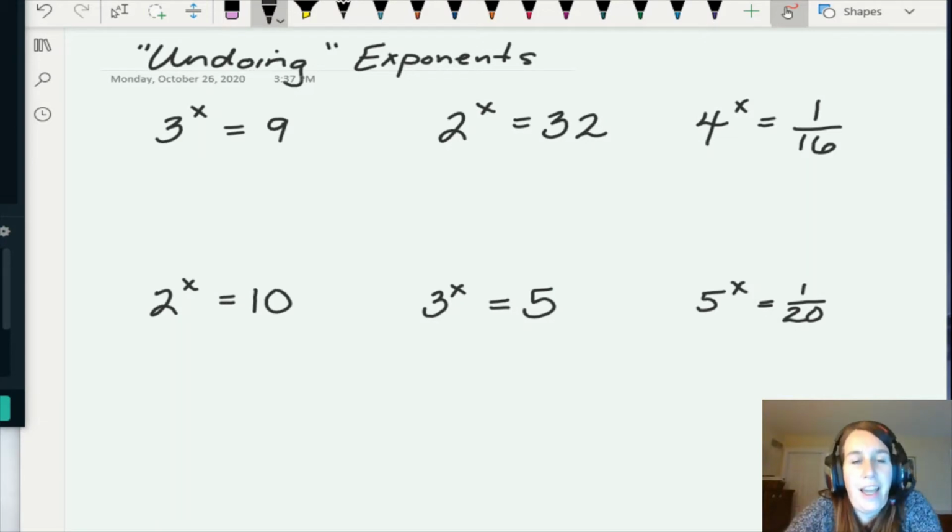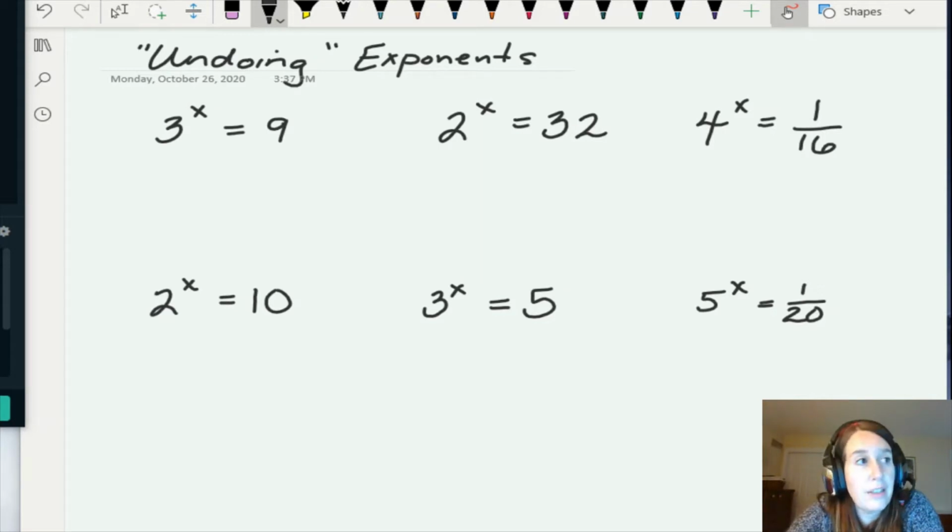We've been discussing exponential functions, and I want you to think about these problems for a few minutes and see how many of them you can answer. So we have 3 to the x equals 9. So what could x equal? 2 to the x equals 32. 4 to the x equals 1/16. Can you figure that one out?